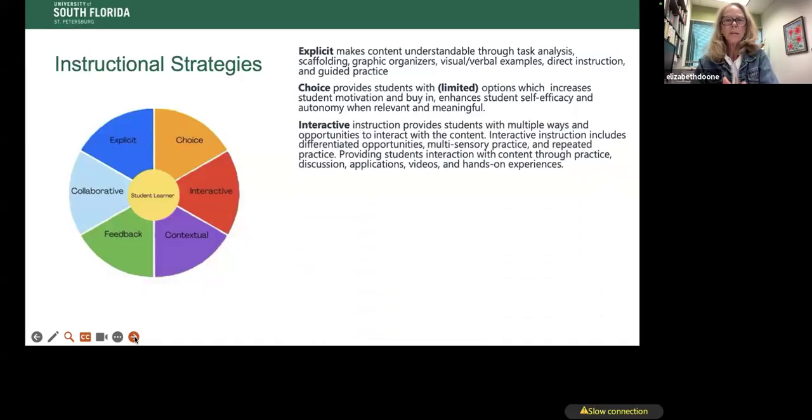So I appreciate that. Okay, this is the term that I really wanted to define for you because I think this is the key term here: interactive. And this kind of goes back to that UDL. When we make it interactive, it doesn't necessarily mean working with other people, although that's part of it, that's also collaborative. Interactive means that we provide students with multiple ways to interact with the content. Interactive instruction includes differentiated opportunities, multi-sensory practice, repeated practice, opportunities to work with peers, anything that you do to provide some hands-on or discussions, applications, experiences with that content.